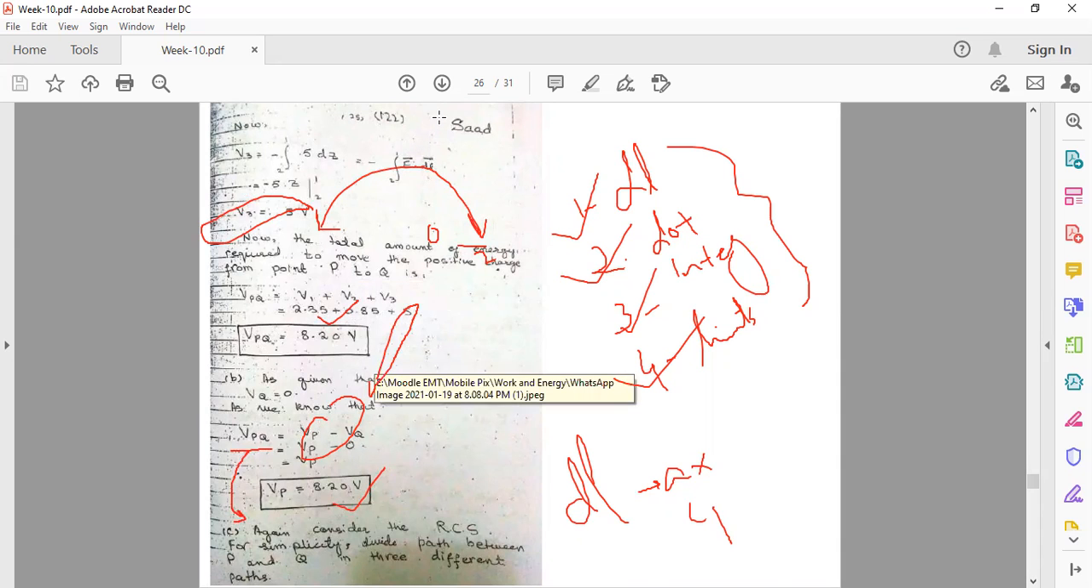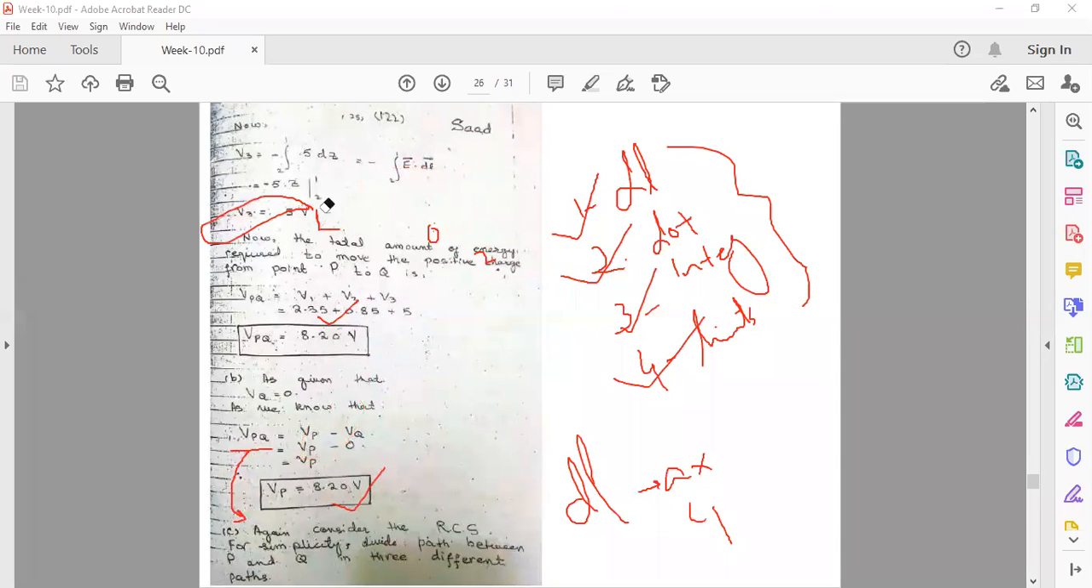This is Vpq. Now in part B, we are given that Vq is equal to 0. As Vpq is equal to Vp minus Vq, as we have discussed earlier, VAB is equal to VA minus VB. So here we have Vpq that is equal to Vp minus Vq. Vq is equal to 0. This is given.